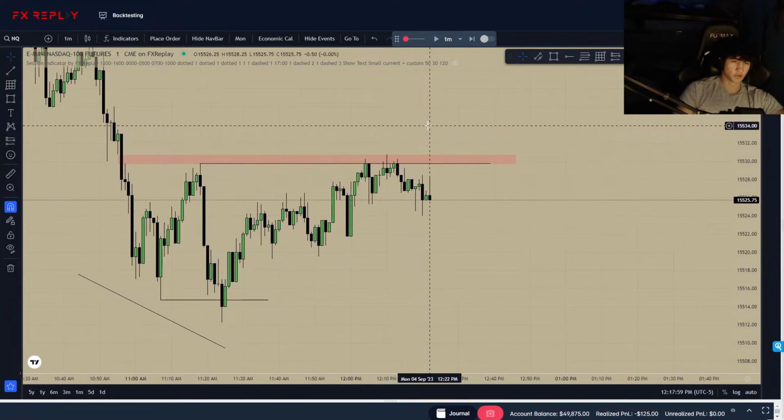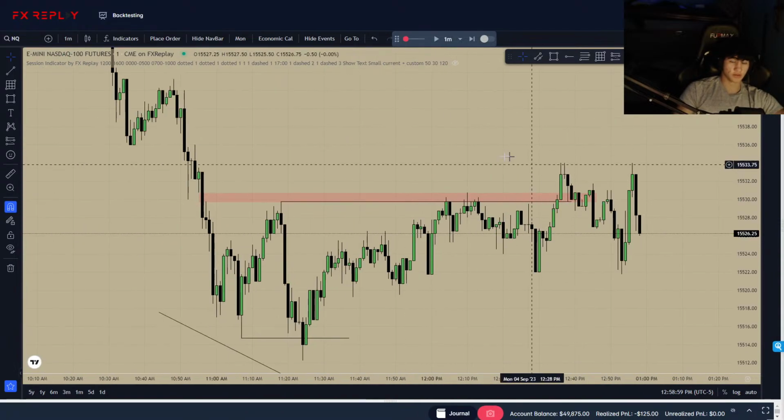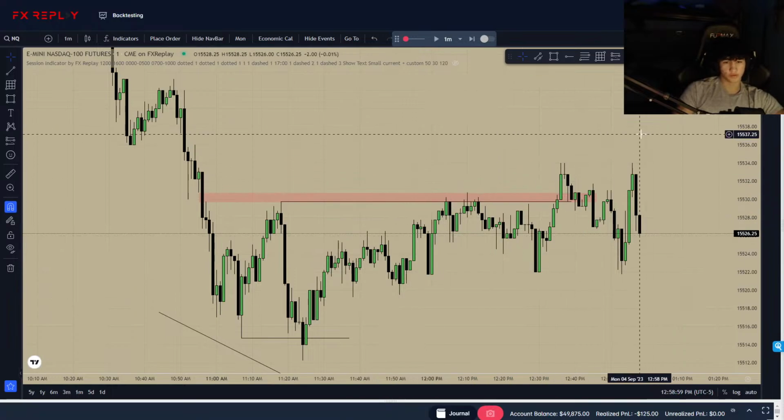We're waiting till post lunch to take a good trade, and yeah, that looked like a good turtle soup entry, right? Like a good trade. And it worked out in the beginning, but it didn't work.